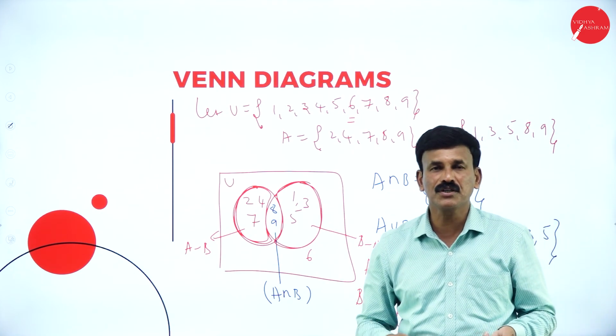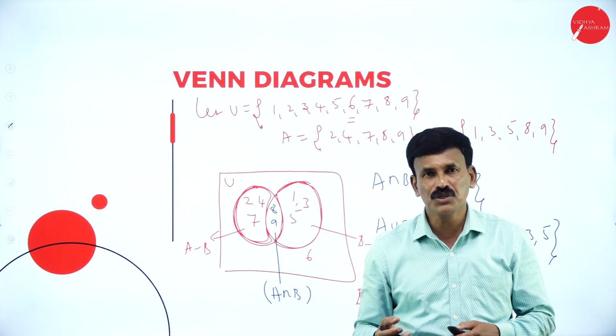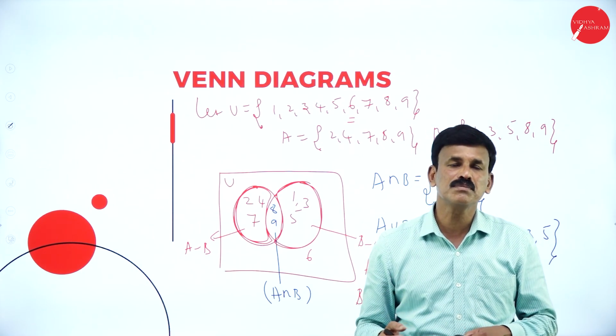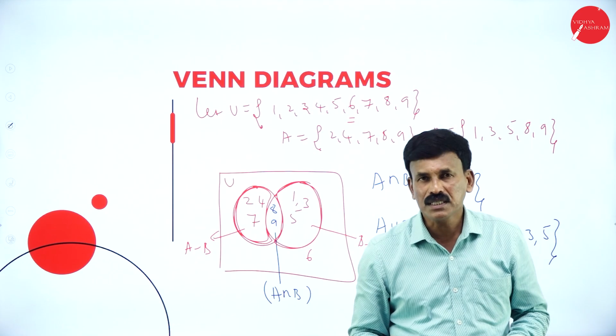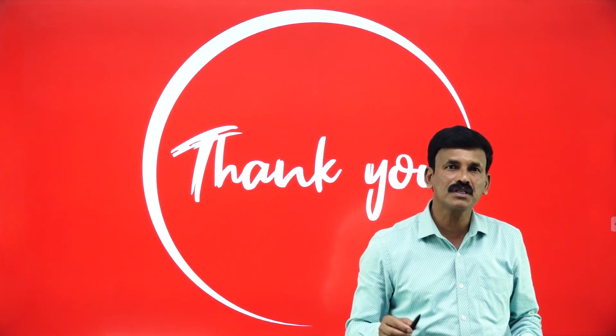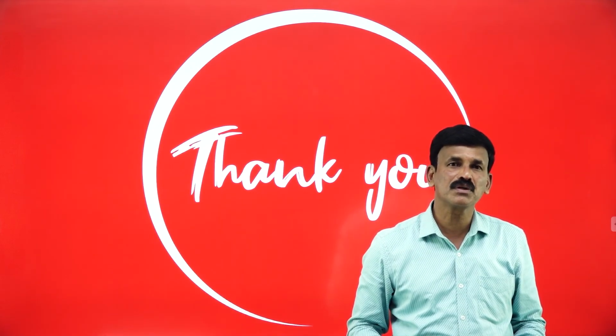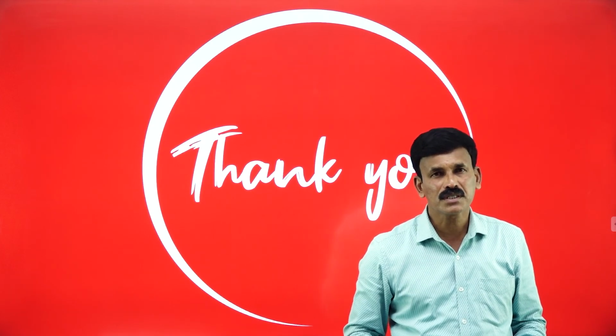Hope you got an idea regarding how to represent the elements of sets like A union B, A intersection B, A minus B, B minus A in Venn diagrams. That's all regarding today's session. Let us discuss application type problems in Venn diagrams in the next session.